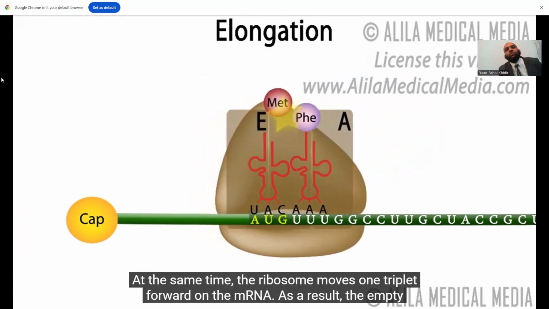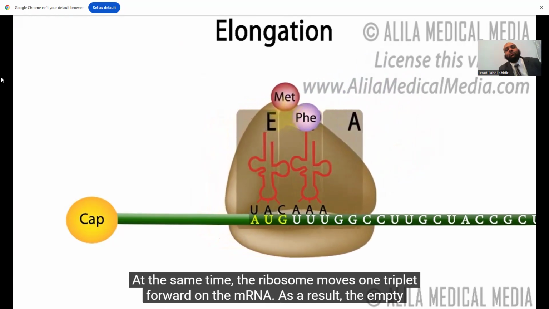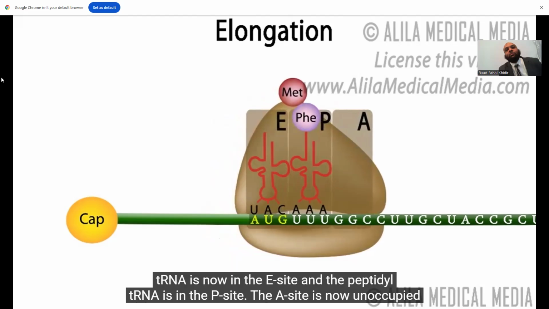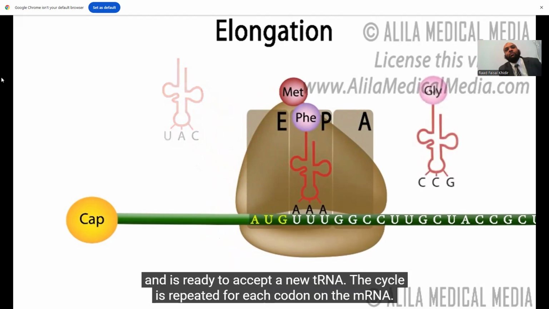At the same time, the ribosome moves one triplet forward on the mRNA. As a result, the empty tRNA is now in the E site, and the peptidyl tRNA is in the P site. The A site is now unoccupied and is ready to accept the new tRNA. The cycle is repeated for each codon of the mRNA.